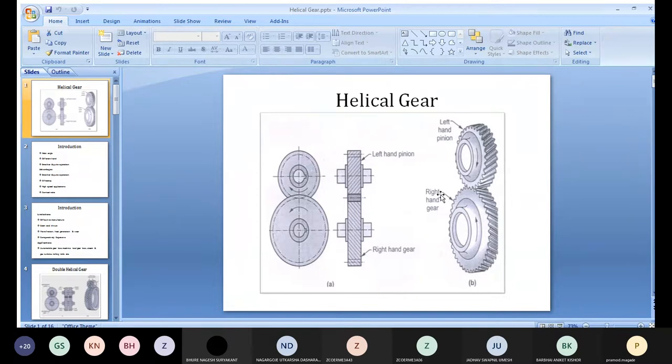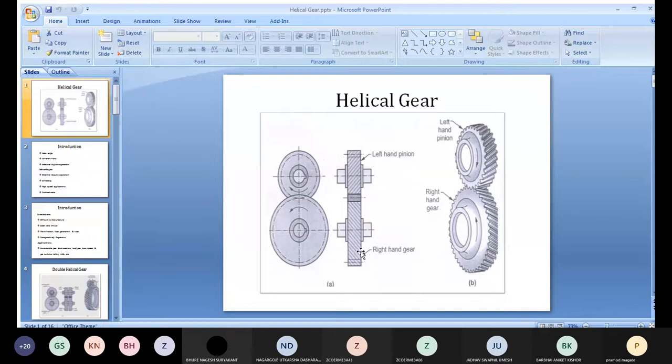As we all know, the right hand thread and left hand thread. Left hand means what? The threads which are moving from right to left, or cut from right to left, that will be left hand thread. You can see in the figure, this will be the left hand thread. And if it is left hand, so our gear should be right hand for proper meshing. And if the pinion has right hand, vice versa for gear.